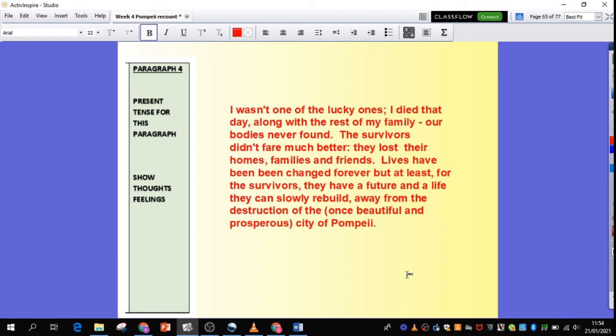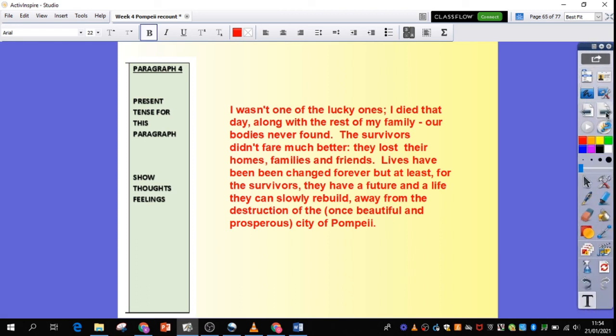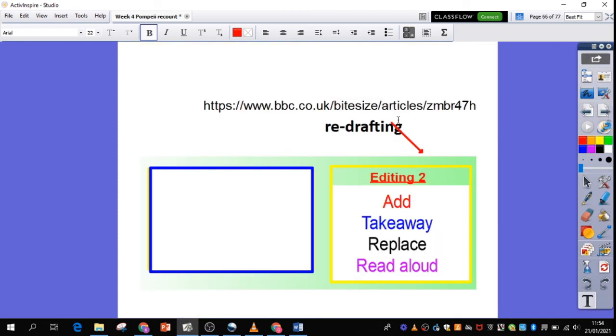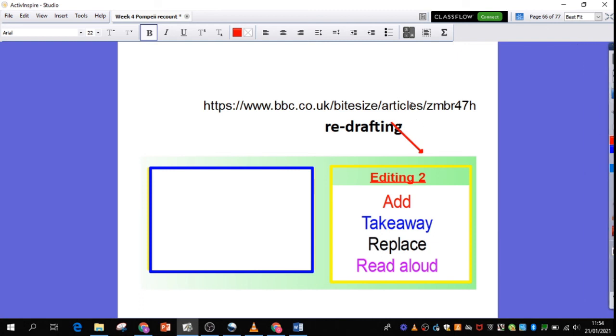Then when you have done that, I want you to think about editing again. I want you to go to the other link that I've given you on your sheet with this lesson. It's another BBC clip, and it's all about redrafting, which is editing 2 that we do. It explains very clearly the importance of redrafting. When you've watched it, I want you then to do your editing 2 on your final paragraph.